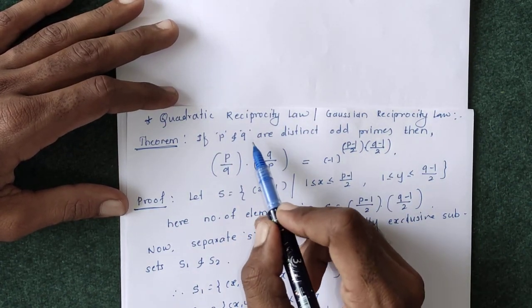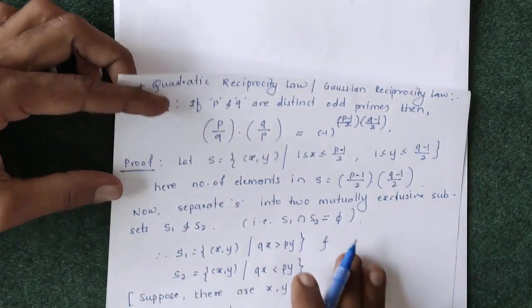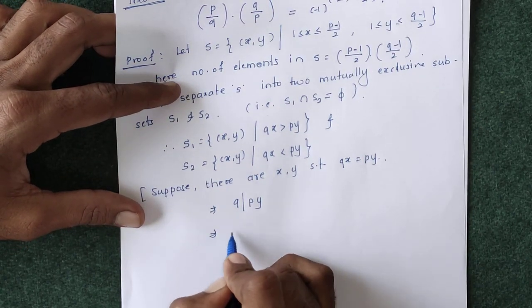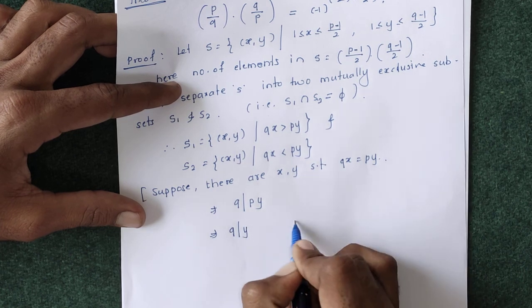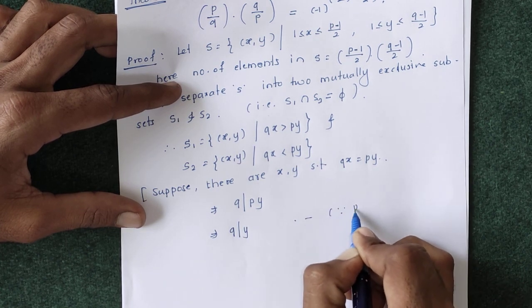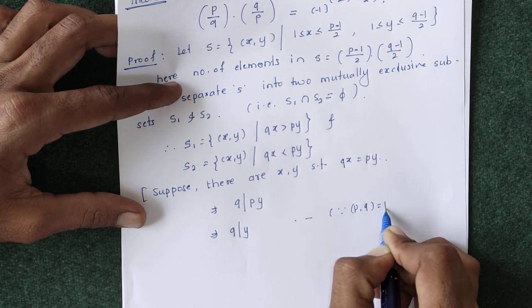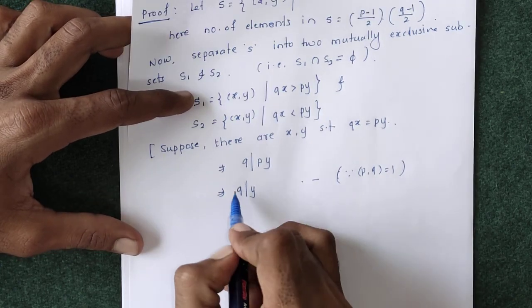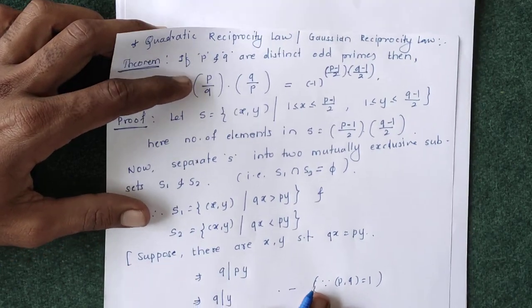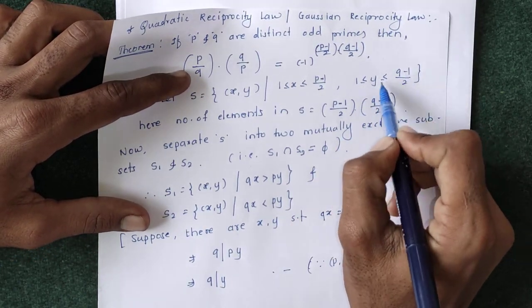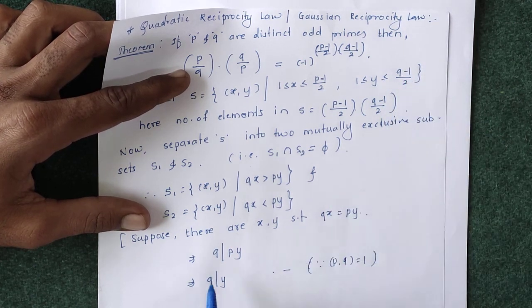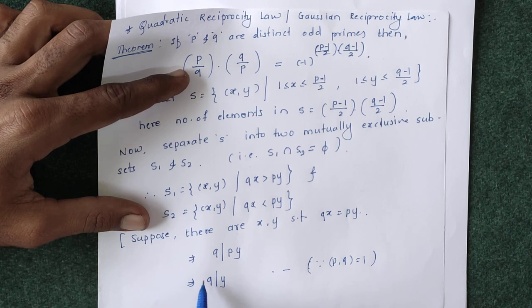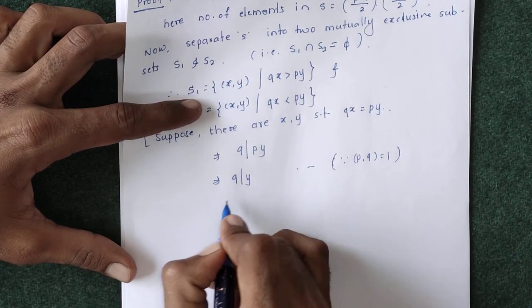So P and Q are primes and they are distinct, so their GCD must be 1. So this Q must divide Y, since GCD of P and Q is equal to 1. Now this Q divides Y is not possible, since our Y is less than or equal to Q minus 1. So clearly our Y is less than Q. So Q is the greater number, Y is the smaller number, and a greater number cannot divide a smaller number in number theory.